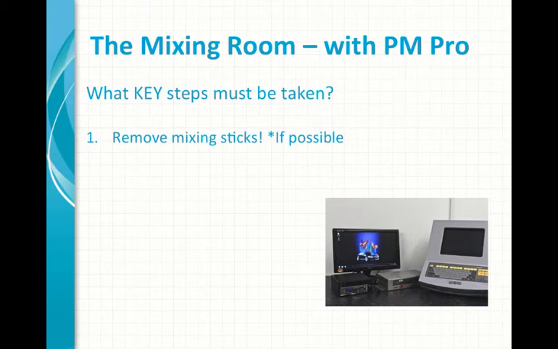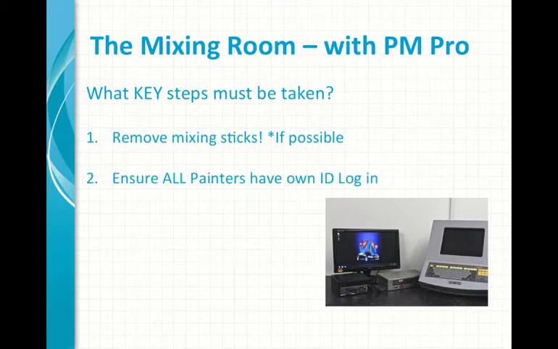Number one, remove mixing sticks. It's important that we break that habit, and as hard as they push back on it, once you break the habit, you really have removed a massive roadblock. Number two, ensuring the painters have their own login ID. In other words, they're not sharing each other's ID, and the important step for this to recognise is that when they have their own ID, you're able to analyse accurately the data that's going into Profit Manager Pro that will be captured by KPI Online.